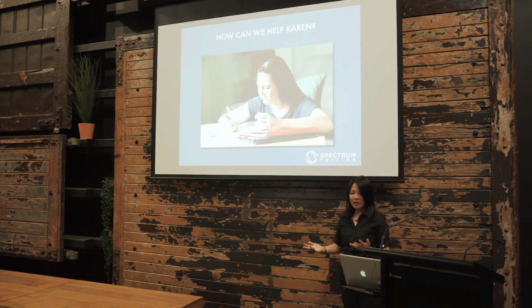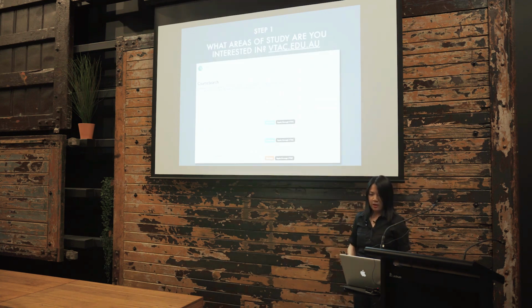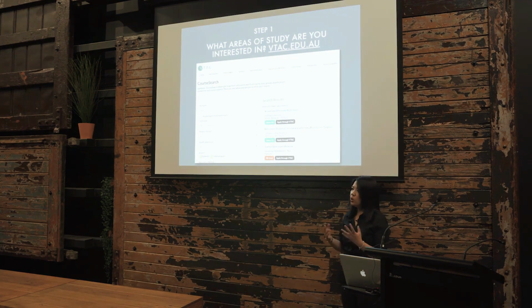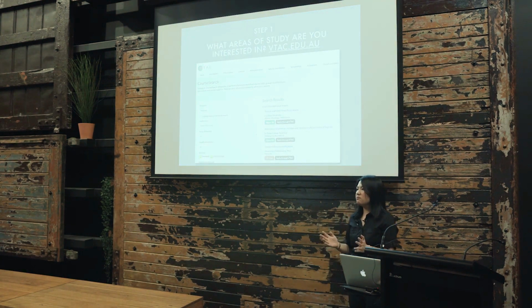So how can we help Karen? Firstly, we need to work out what areas of study she's interested in. With your child, whatever they're interested in, it doesn't matter, computers, sport, you go to vtac.edu.au and look at the course search, and then you just type in the keyword. The keyword could just be something like food or computers. And then on the side, there will be the search results for that particular keyword.